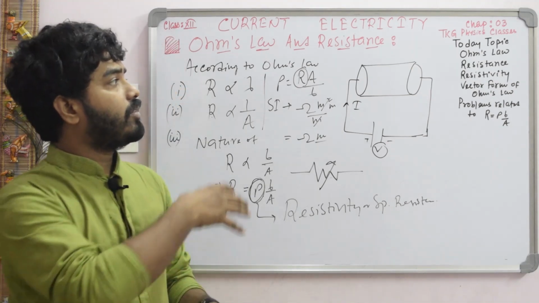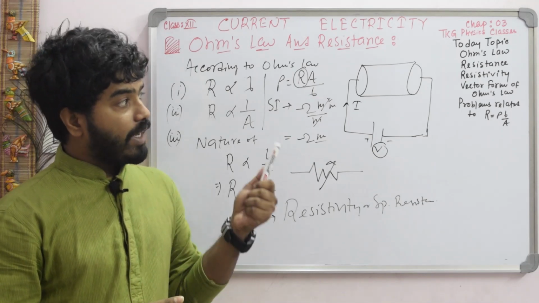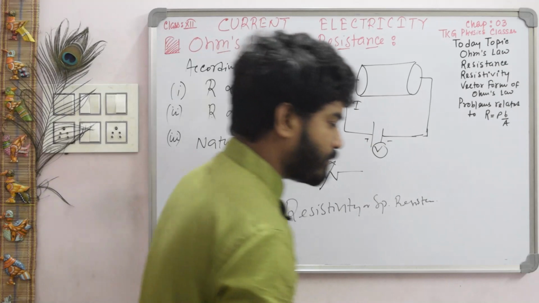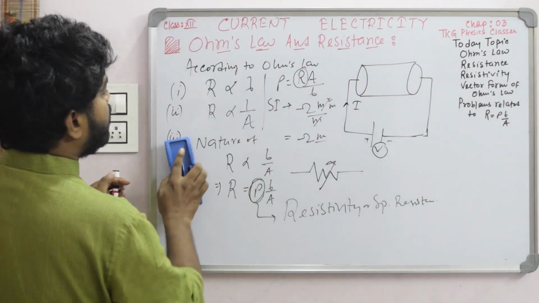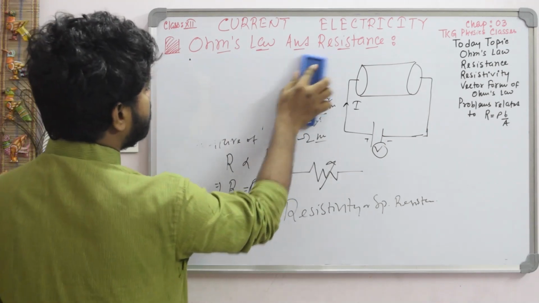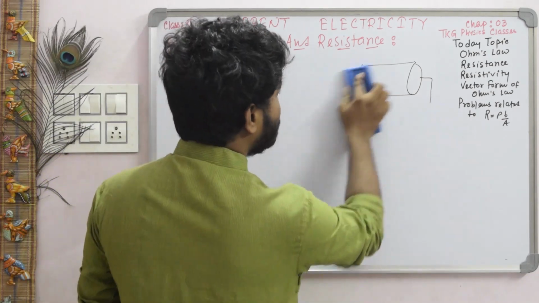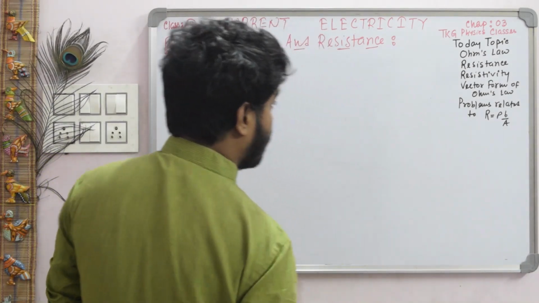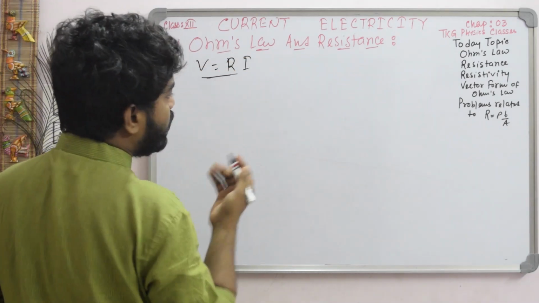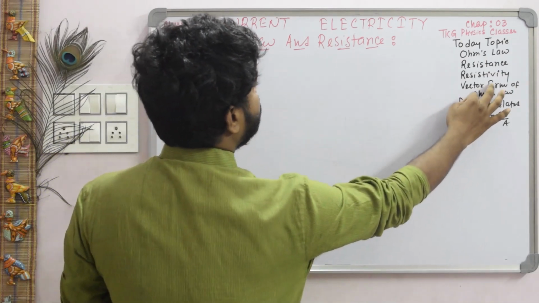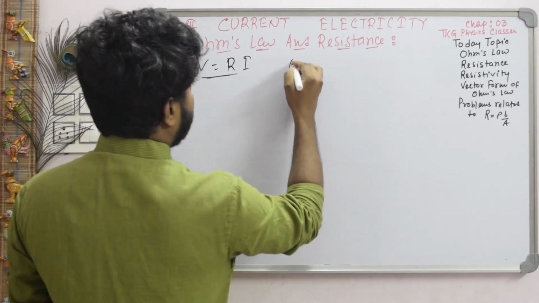So this is the basics of current electricity, Ohm's law, resistance, etc. Now we will derive the vector form of Ohm's law. How? You know the actual form of Ohm's law, that means V equals Ri, and you know V is a scalar quantity and I is not a vector quantity. So V equals Ri is not a vector form of Ohm's law. Now we have to establish the vector form of Ohm's law. How? You know, in case of a conductor, draw it.